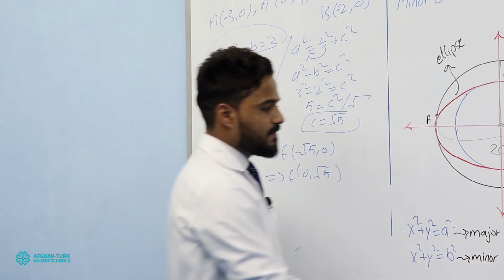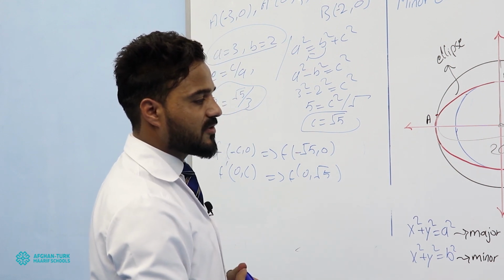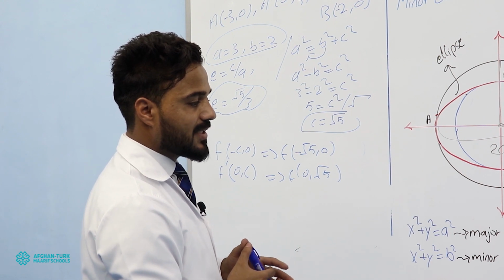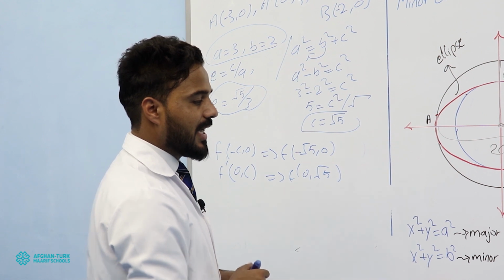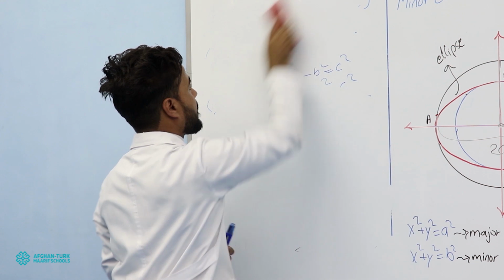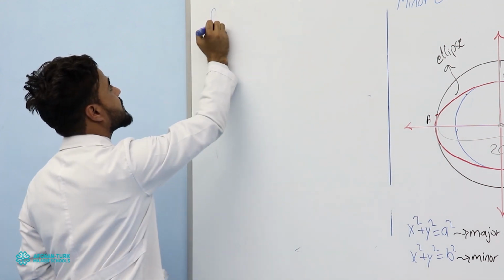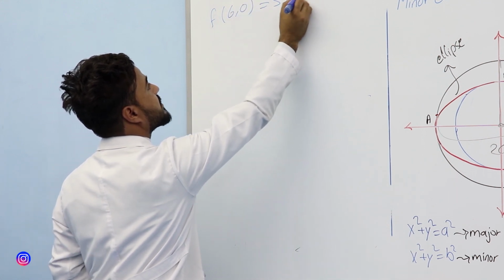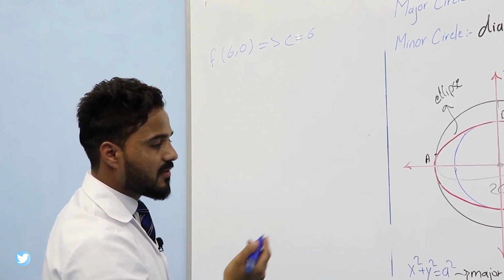Next example. An ellipse has focus at 6 and 0 and the length of its major axis is 20 cm. Find the eccentricity, vertices of the minor axis, equation of minor and major circles, and directrices. So let's solve this one. Coordinate of foci is 6 and 0. It means that C is equal to 6.